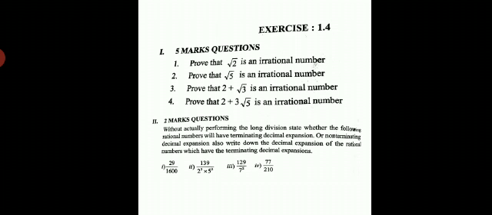Fine. Next question, a 2 marks question. Without actually performing the long division, you have to show whether the following fractions are terminating decimals or non-terminating decimals with the trick: check whether the denominator is in the form of 2 raised to n into 5 raised to m. We have already done these sums in this class itself. You just go through those sums and follow the same process.